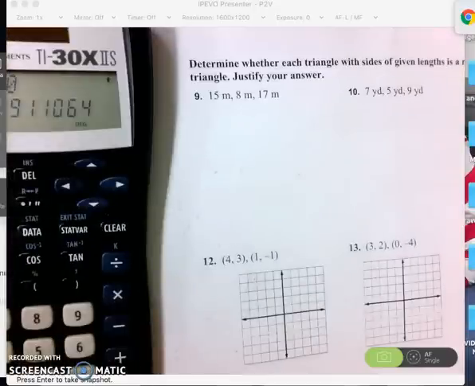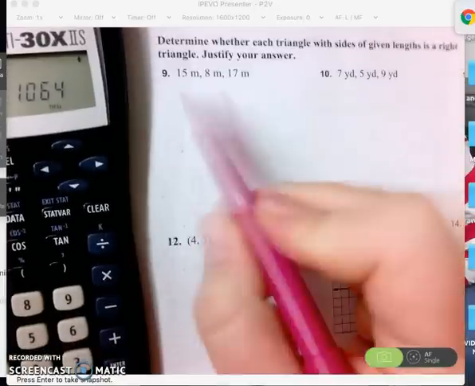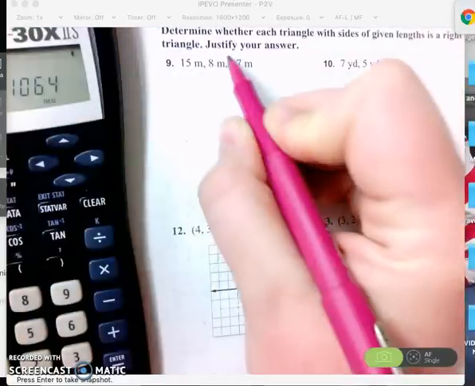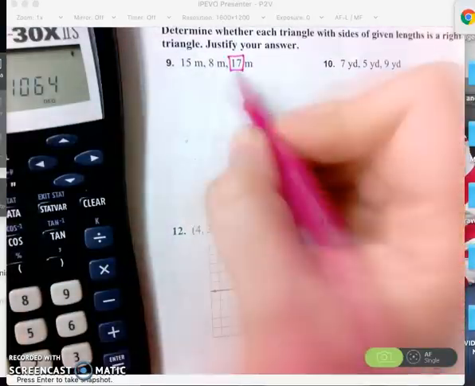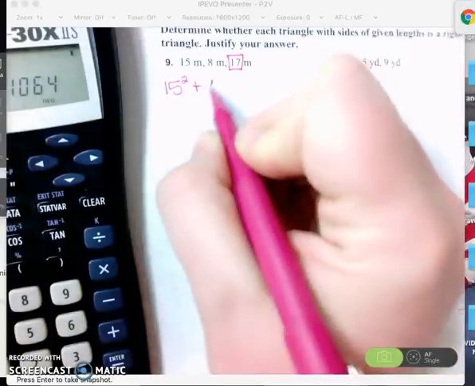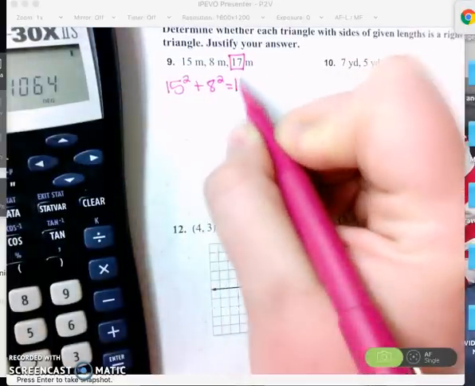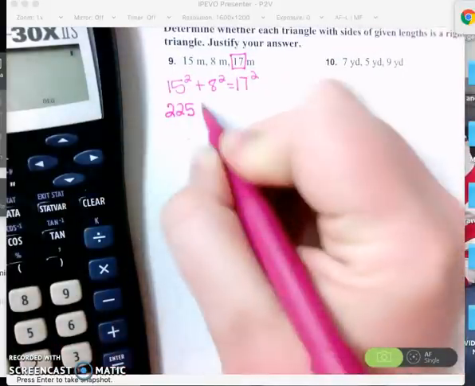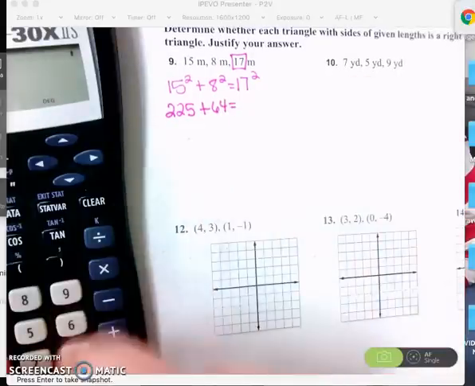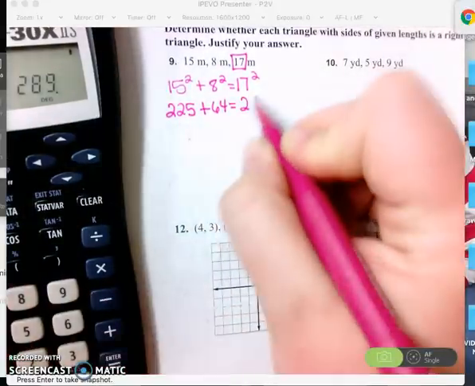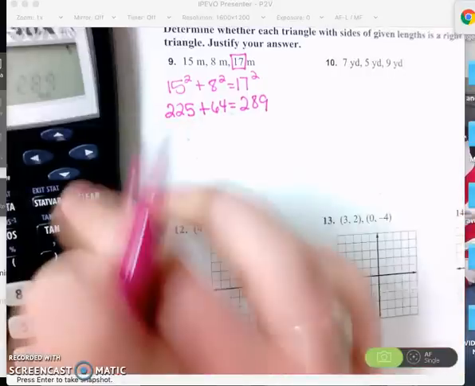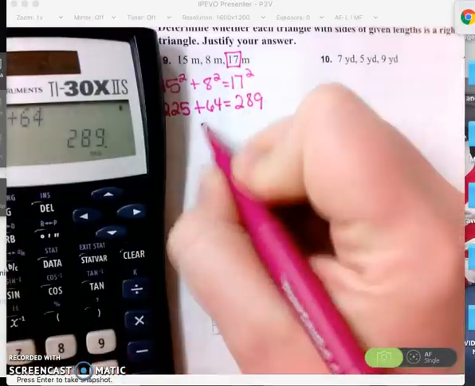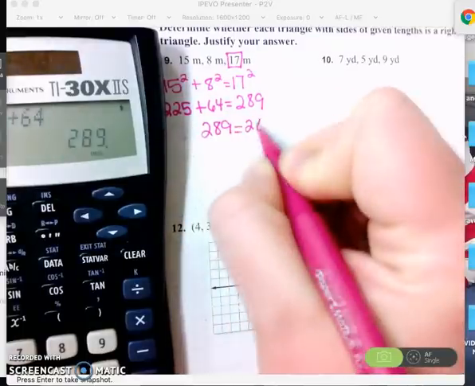Alright, now we're determining if each triangle is a right triangle given these lengths. So we're going to have to first look at which is your biggest one. So we have 17 as our longest side. So it's going to be 15 squared plus 8 squared is equal to the hypotenuse, which is 17 squared. Now if I do all my math, 15 squared is 225 plus 64. I will have to do 17 squared, 289. Add these two together, 225 plus 64 equals 289, equals 289.